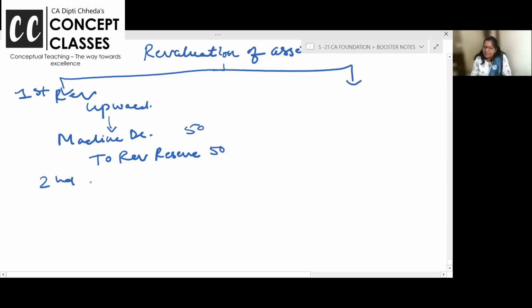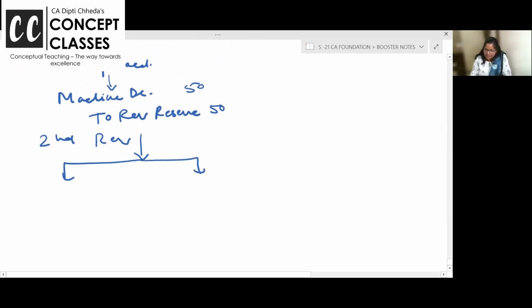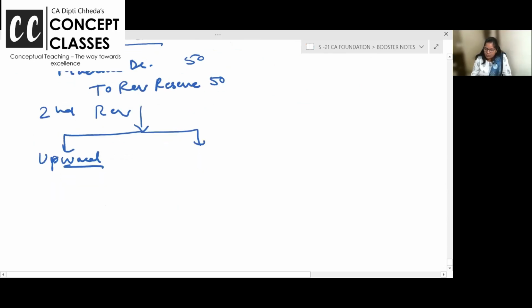Now, second revaluation. You did one more revaluation. Now let us see. Second revaluation is also upward. Again you did upward by 10 rupees. So what entry you will pass? Machinery account debit 60 rupees, you did 60, not 10, to revaluation reserve 60. Everyone is clear or not? First also machine to revaluation reserve. Now also machine to revaluation reserve. Upward.